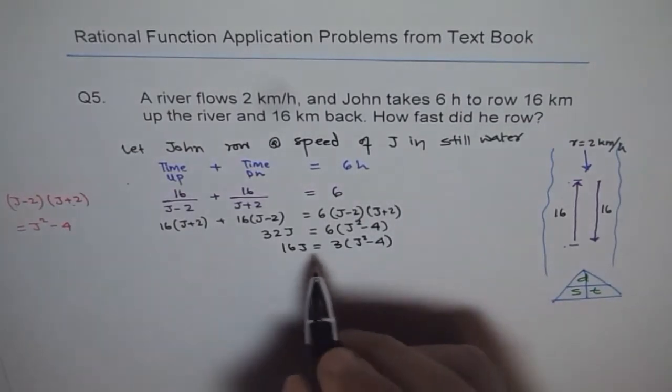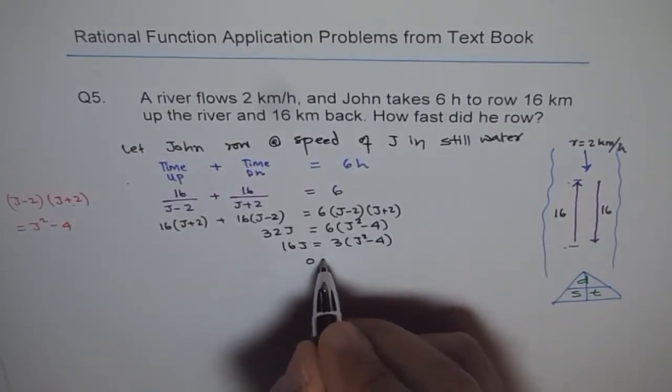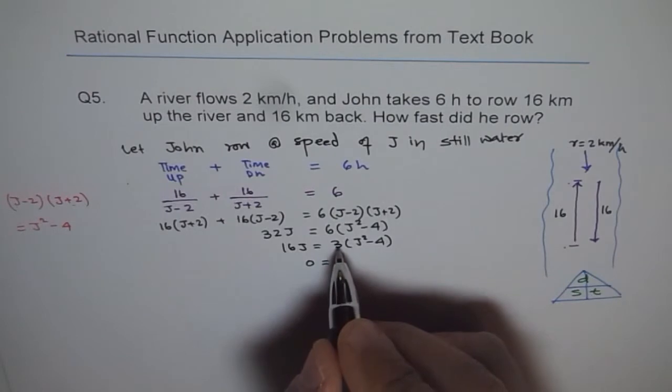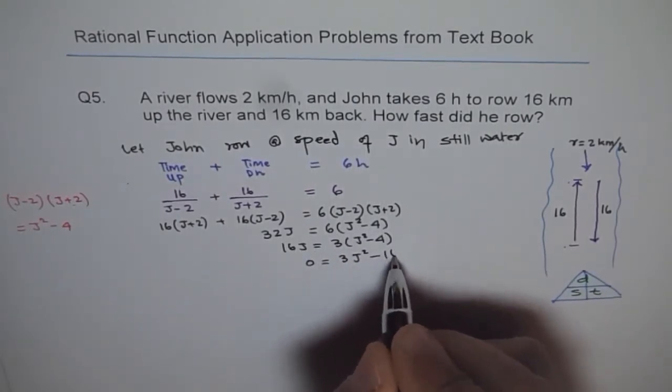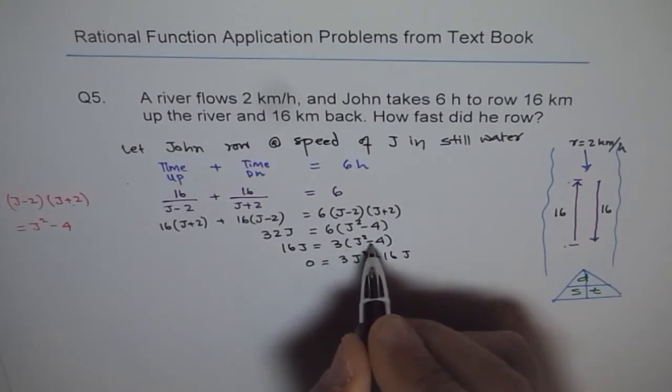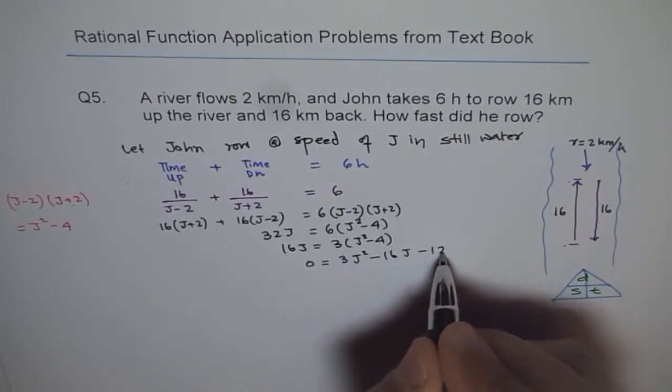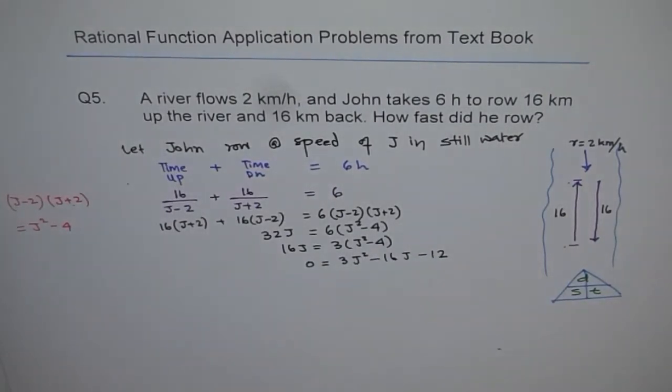Let's bring the terms to one side. Then we have a quadratic equation to solve. It is 3J square minus 16J minus 3 times 4, 12. So that's our equation. Now we can always use the quadratic formula and solve it.